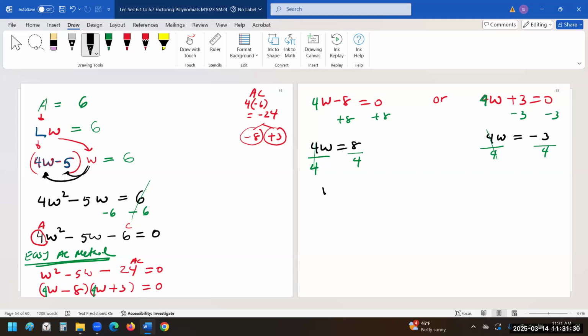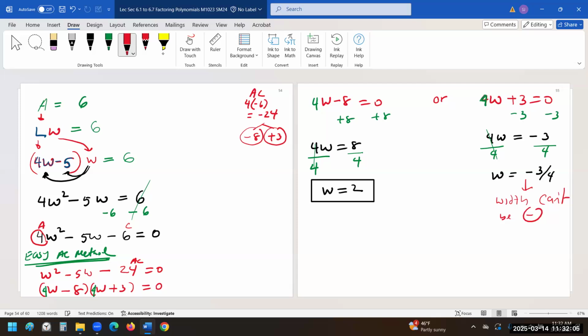So that 4 cancels out. What is 8 divided by 4? 2. And here we have negative 3 over 4. Is there anything wrong with any of the solutions? Good. Width or length cannot be negative. So we have to disregard this entire thing. We just wasted our time.